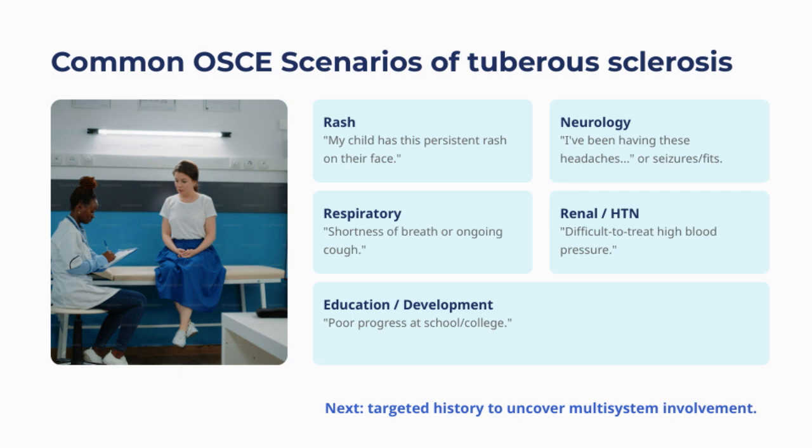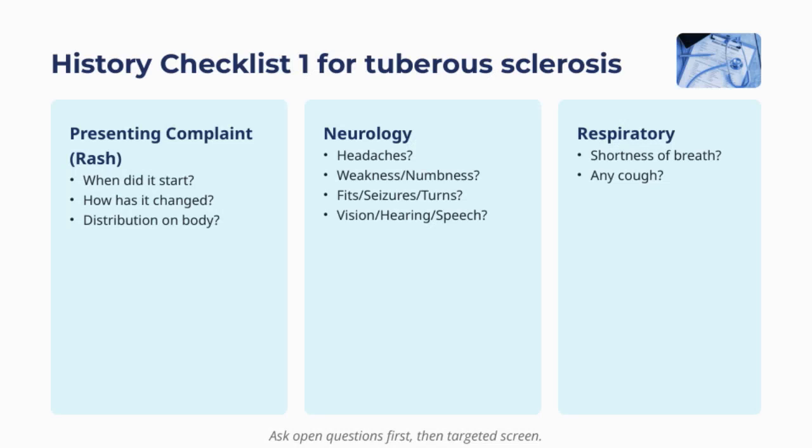Finally, I want to highlight that these scenarios are common OSCE situations, so recognizing these signs can really help in making an accurate diagnosis and understanding the full scope of the disease. By connecting these different systems, we gain a comprehensive picture that guides us toward effective management. Let's start by asking open questions to get a sense of the patient's overall presentation. For respiratory concerns, I might ask, are you experiencing any shortness of breath? Or do you have any cough? These questions help us gauge the severity and nature of breathing issues.